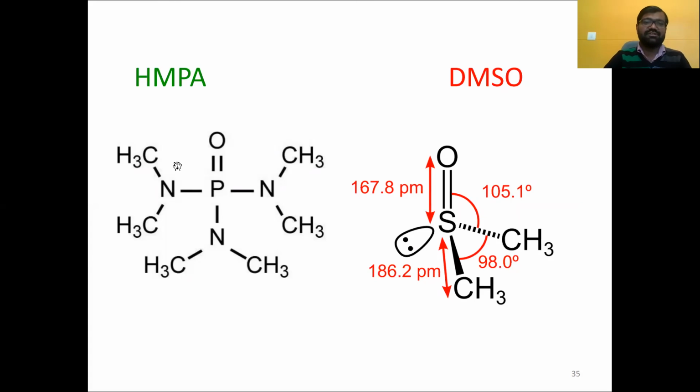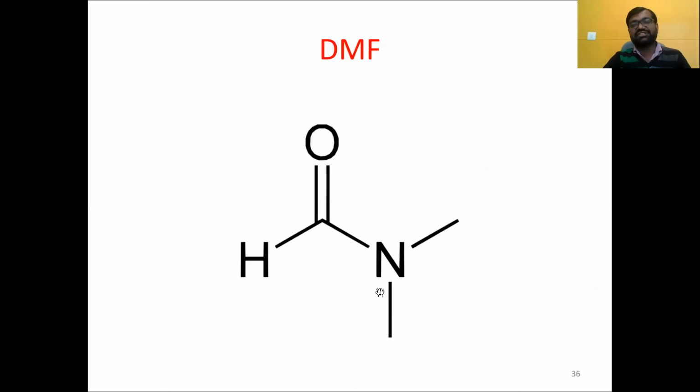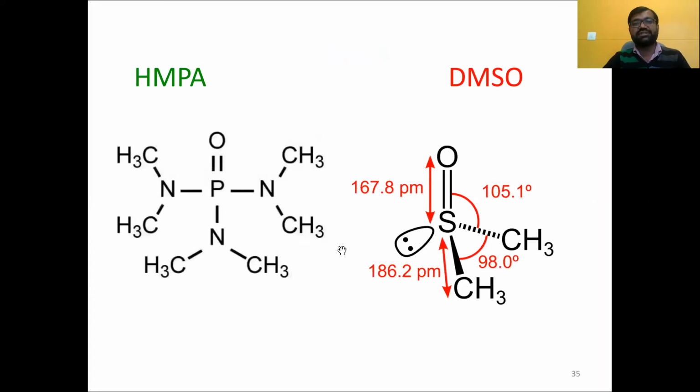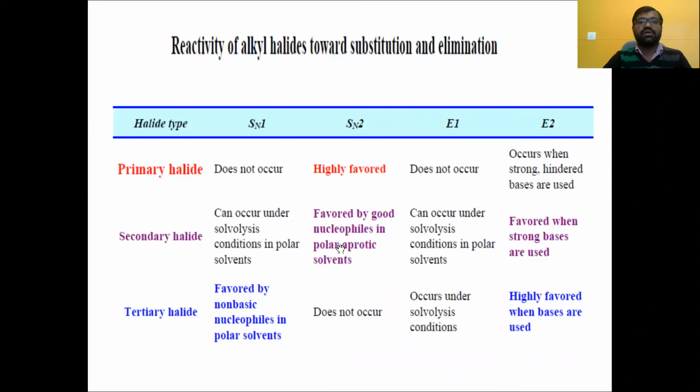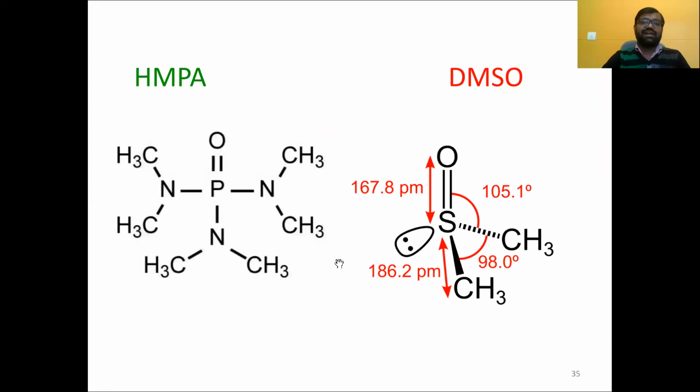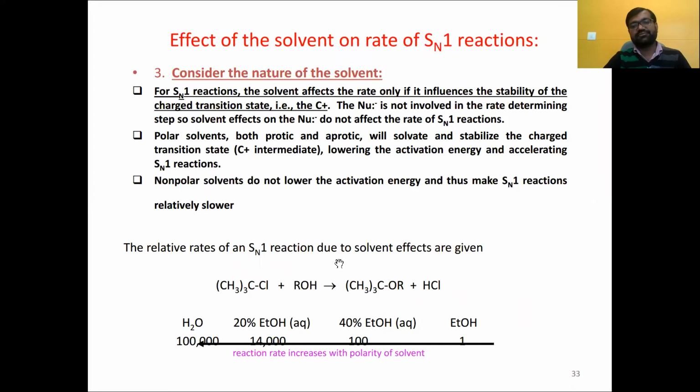These are some other solvents, hexamethyl phosphoramide and dimethyl sulfone, where the rate of the reaction is faster. Dimethyl formamide, where again the rate of the reaction is faster. That is the case of the SN1 reaction.